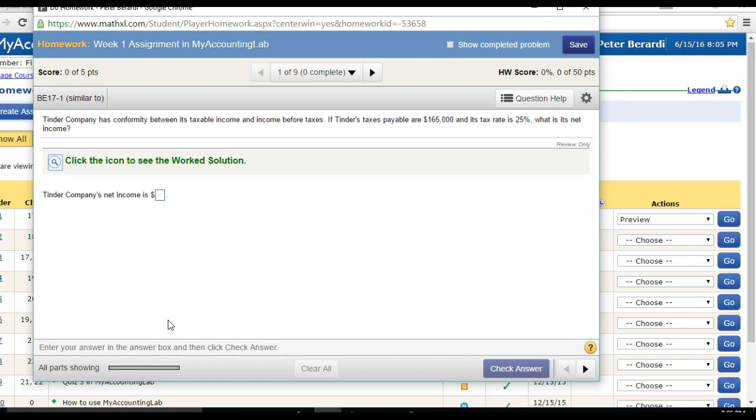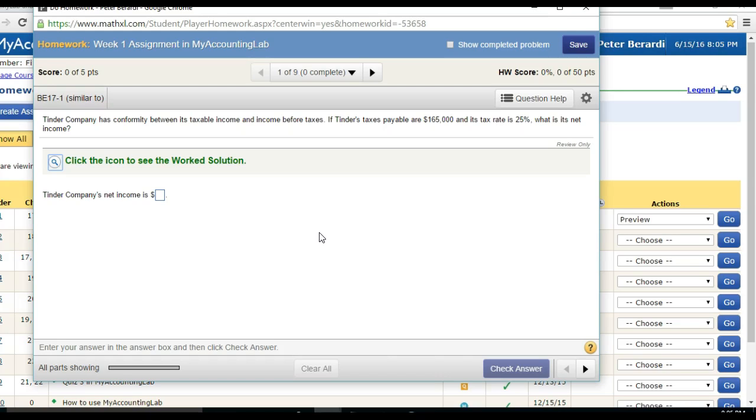If we go to problem 1, I'll read this out. Tinder Company has conformity between its taxable income and income before taxes. If Tinder's taxes payable are $165,000 and its tax rate is 25%, what is its net income?